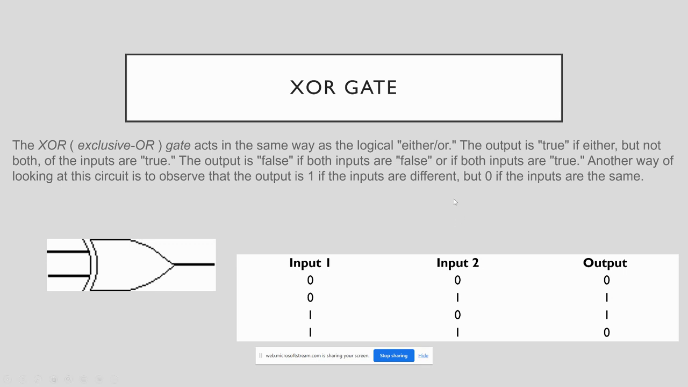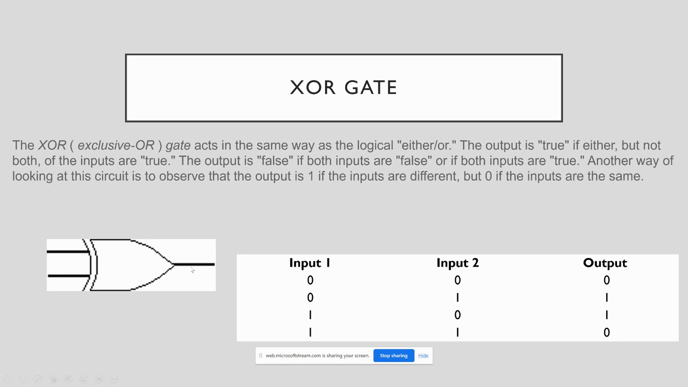Now we have another gate which is called XOR, or exclusive OR. As you can see, the shape looks like OR, but there's some sort of arch here. So the output is true if either, but not both, of the inputs are true. As you can see here, when input 1 and input 2 are both 0, we have 0. If any of them is on, then we have on. But if we have them both on, then the output is also off, or 0.